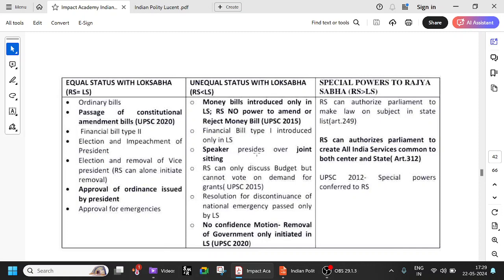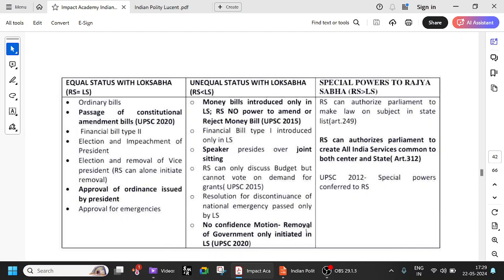Rajya Sabha can only discuss the budget regarding the demand for grants. It cannot vote on demand for grants. Remember that. Resolution for discontinuance of national emergency is passed only by Lok Sabha. Once a national emergency is approved, for that approval, both Lok Sabha and Rajya Sabha are equal. Both can approve. But the resolution for discontinuation of the national emergency can be passed only by the Lok Sabha.